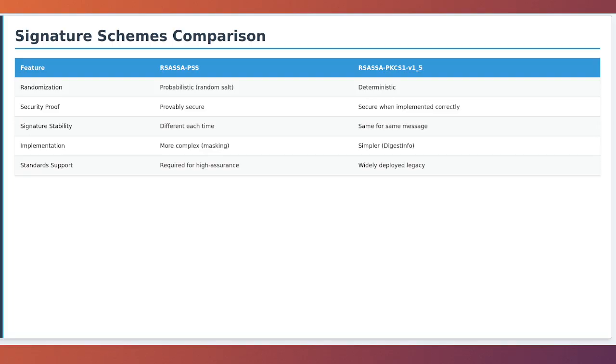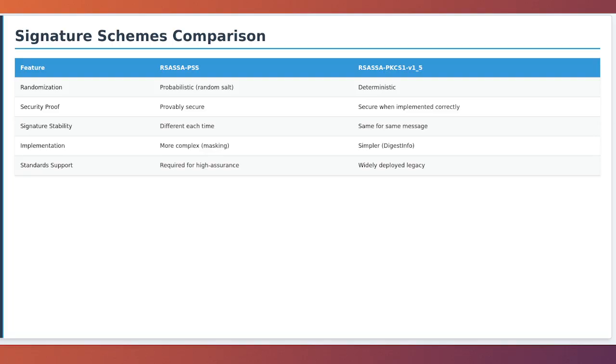It uses a random salt in each signature, making the scheme probabilistic. This means signing the same message multiple times produces different signatures. The randomization provides security benefits, including resistance to certain forgery attacks. PSS uses EMSA-PSS encoding with masking operations similar to OAEP, providing provable security guarantees.